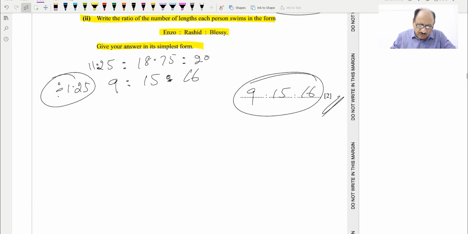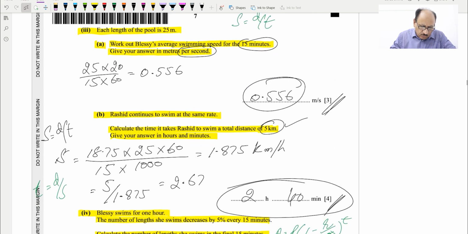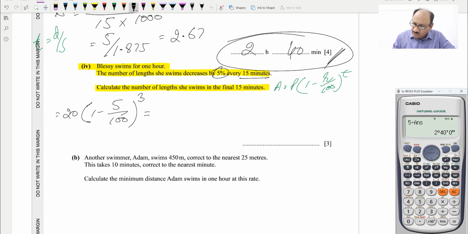Initially Belle is covering 20 lengths, so we can take it as 20, and 1 minus 5%, the rate is 5% over 100. In 1 hour, the first 3 periods will be complete, 15, 15, 15, and the last one we need to calculate. So we are taking 3, so 45 minutes, and the last 15 minutes we will be checking.